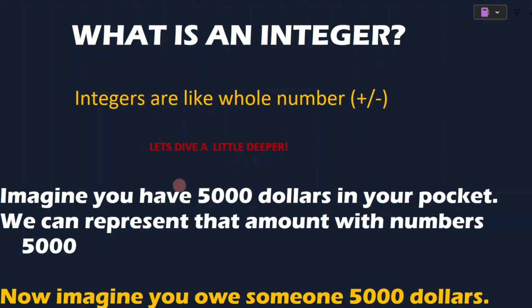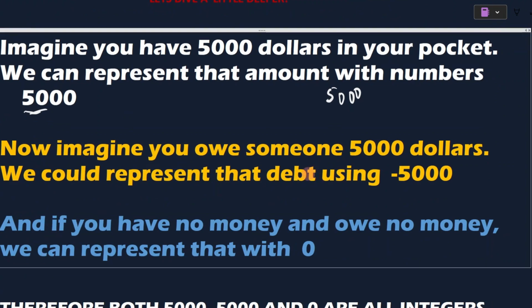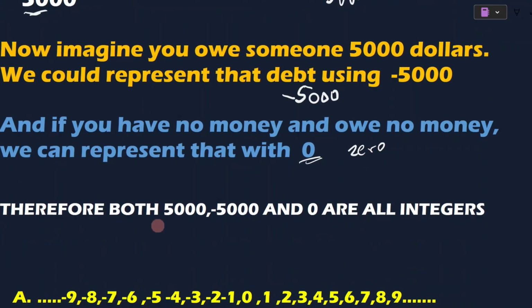Imagine you have $5,000 in your pocket. We can represent that $5,000 with numbers such as 5,000 as shown here. Now, also imagine you owe someone $5,000. We could also represent that debt using numbers. That's negative 5,000 because you are owing an individual. And if you have no money and you are not owing anybody, we can represent that with zero. Therefore, both the 5,000 naira and the negative 5,000, that's minus 5,000, and zero, they are all integers.